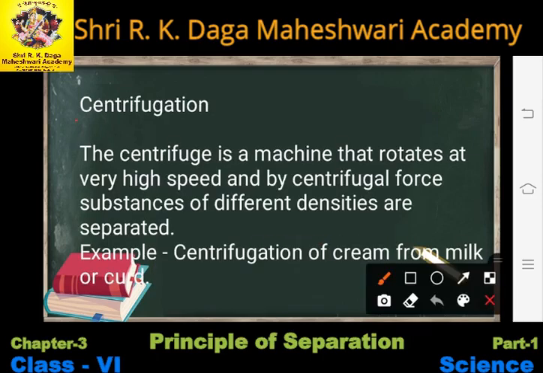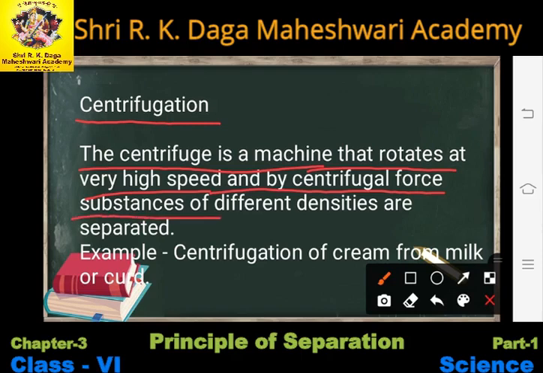Now, the next process that we are going to study is centrifugation. What do we mean by the word centrifugation? Students, read along with me. The centrifuge is a machine that rotates at very high speed, and by centrifugal force, substances of different densities are separated. So a centrifuge is a machine basically, right?